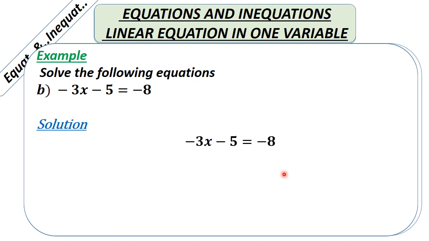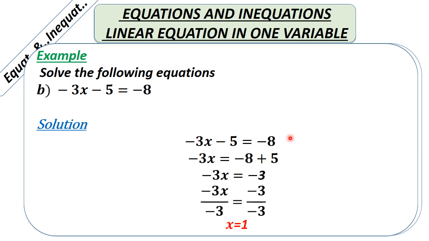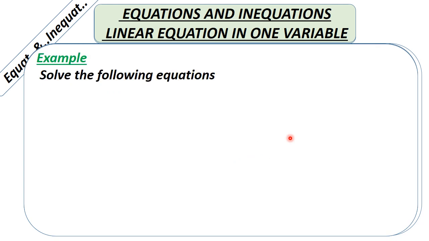Question B, negative 3x minus 5 is equal to negative 8. How do we solve this? We chase this. If you remember, negative 3x is considered to be closer to x than negative 5. So we chase it this side, it becomes positive, and we're going to have this. Then after that, we divide both sides by negative 3, and we have 1.